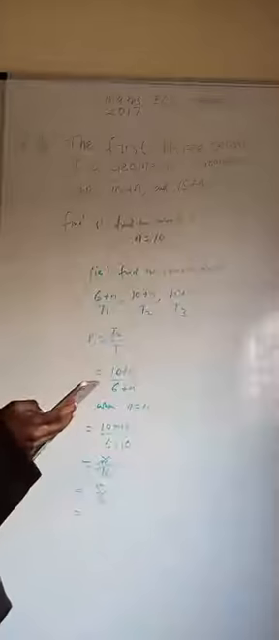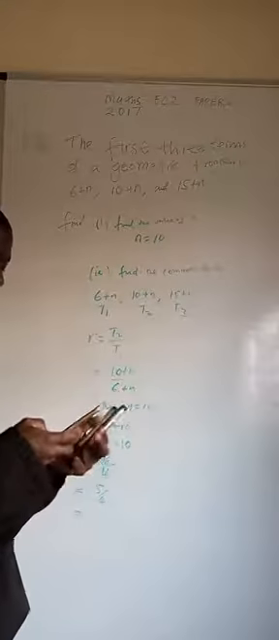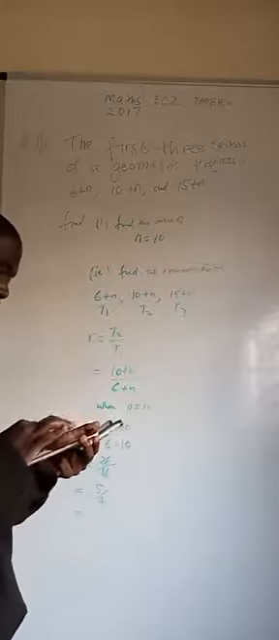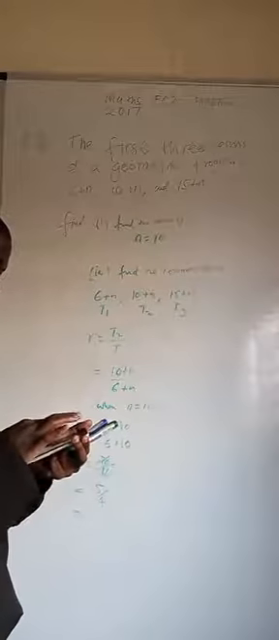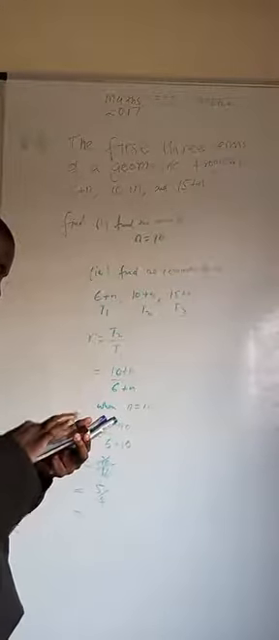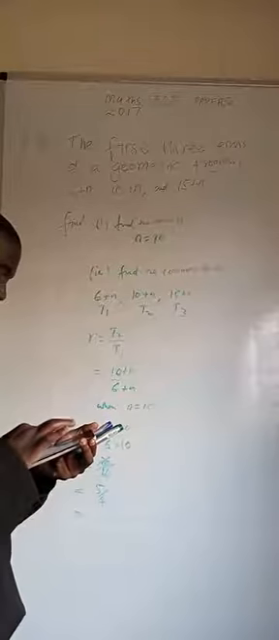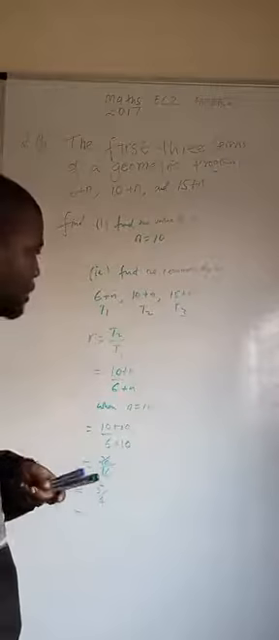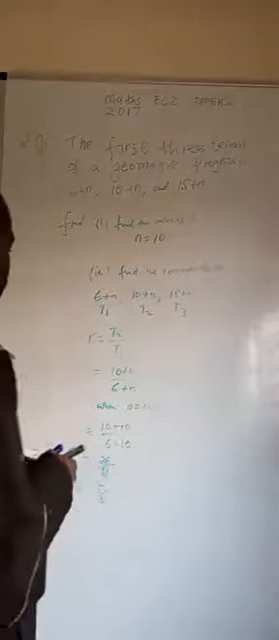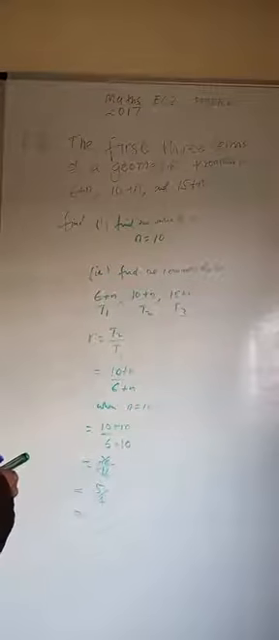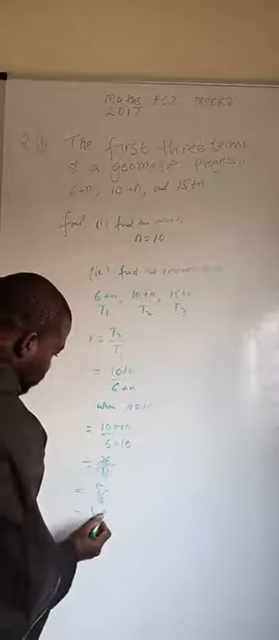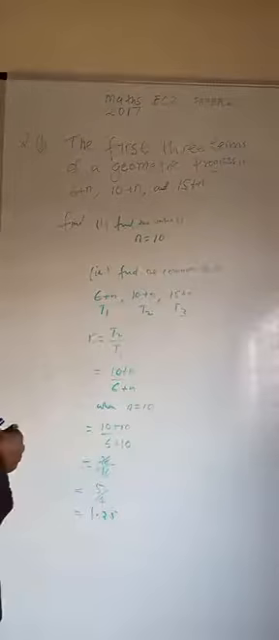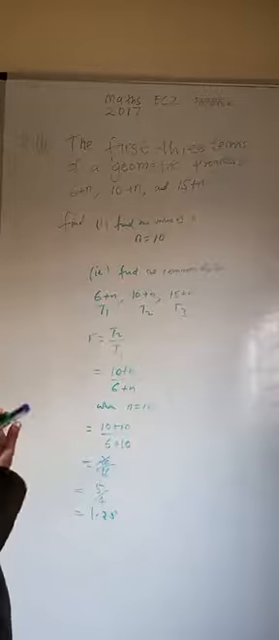What is 5 divided by 4 on the calculator? 5 divided by 4, what do you get? It is 1.25. So that's how you solve this.